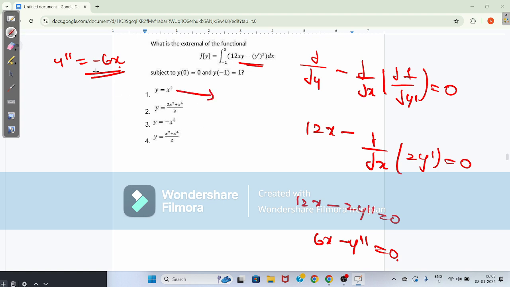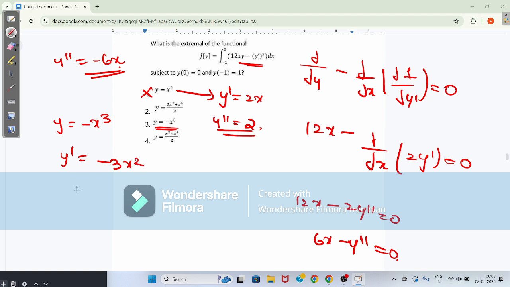Now for this, find the y double dash value. No need to calculate all these terms. Find the y double dash value. What will we get? y dash gives 2x, y double dash gives 2 here. So this is the wrong option. Now consider y equals minus x cube. So y dash gives minus 3x square, and y double dash gives minus 6x. Which is the correct option? The required option is this only. So option 3 is the correct option here.